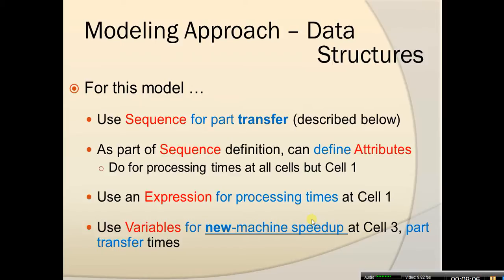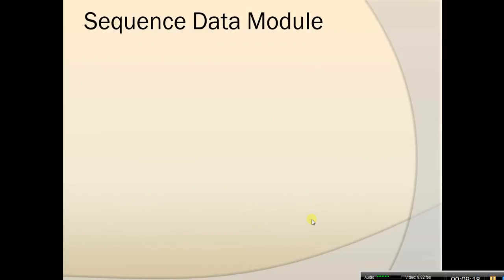And we'll use variables for the new machine speed up at cell 3. And so we'll introduce the part transfer times as well. And that will be modeled as a variable.